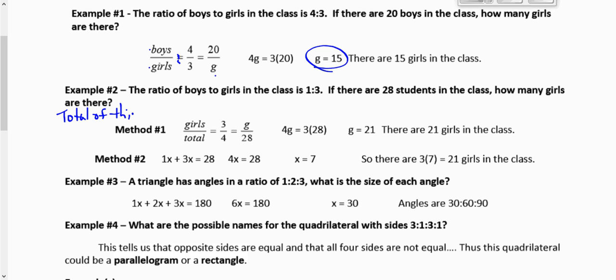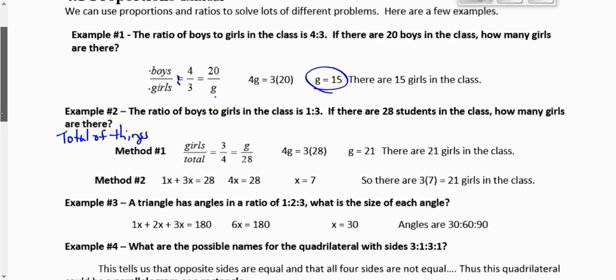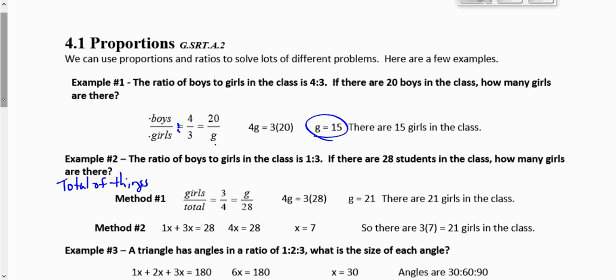I'm so confused about the first one. Ratio of boys to girls 4 to 3. So 4 over 3, 4 boys, 3 girls is going to have to equal the ratio of 20 boys to some number of girls. So the ratios have to be equal. 20 divided by 4. 4 times G, 4G. 3 times 20, 60. And if you divide that by 4, yes.